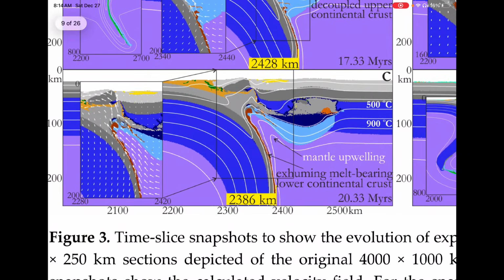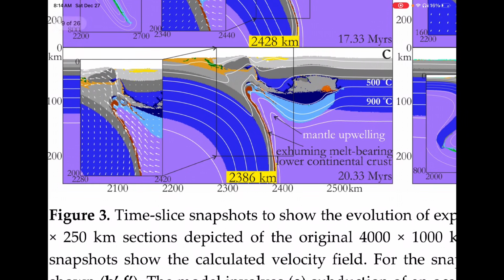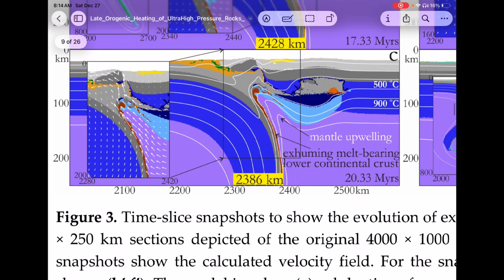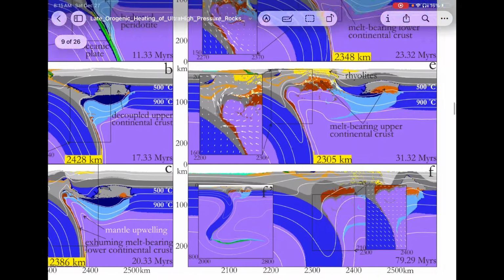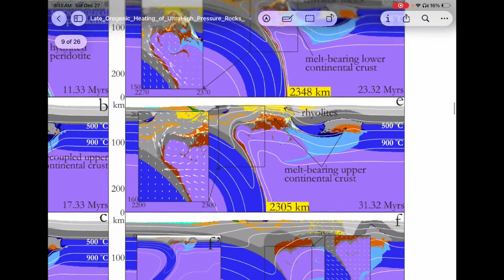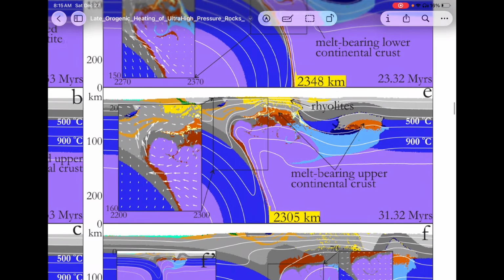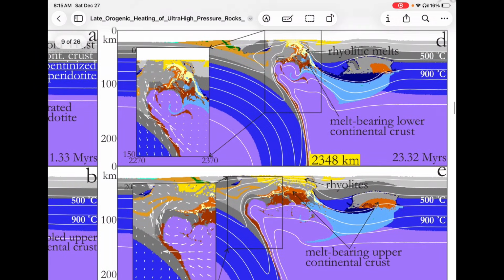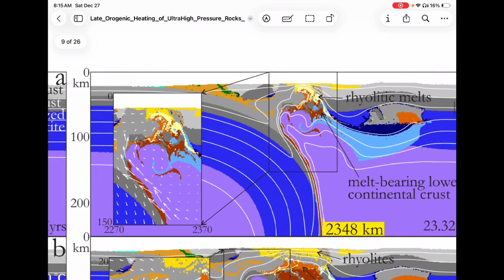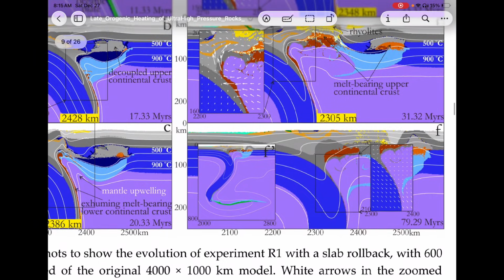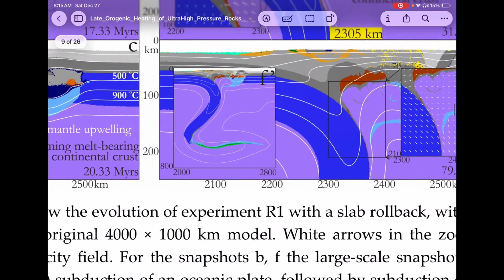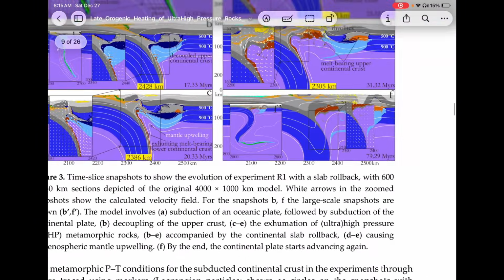Here's another little snapshot. They use the term melt-bearing lower continental crust. That's what I believe this red stuff here is, in a lot of these, what they're talking about, melt-bearing upper continental crust. And then they've got rhyolitic melts. So it gets really detailed into what all the different types of rocks are that are happening in there.